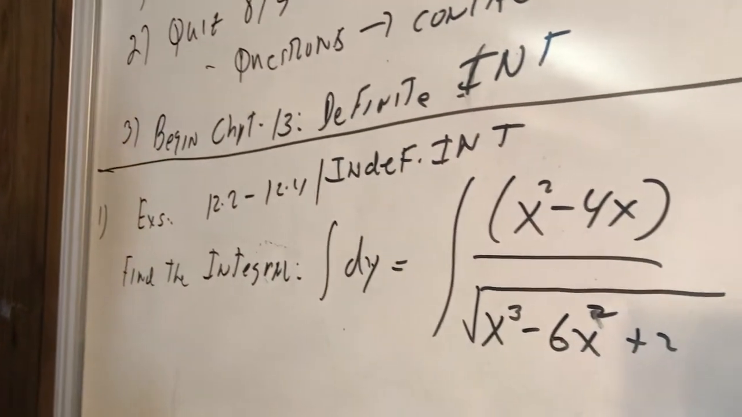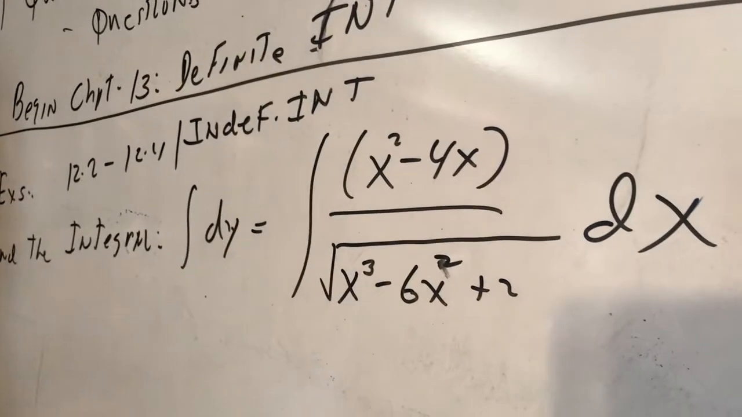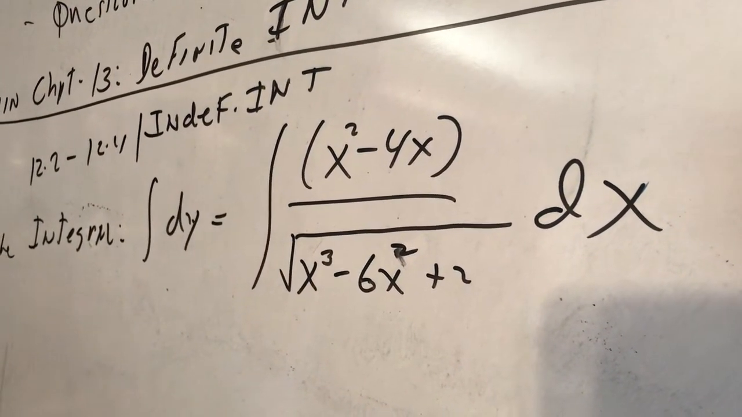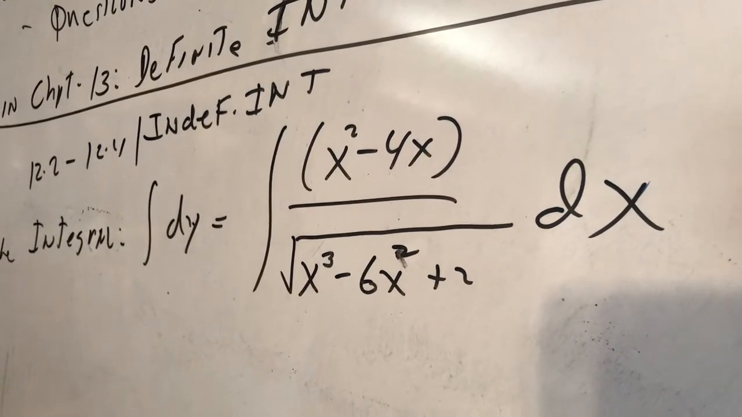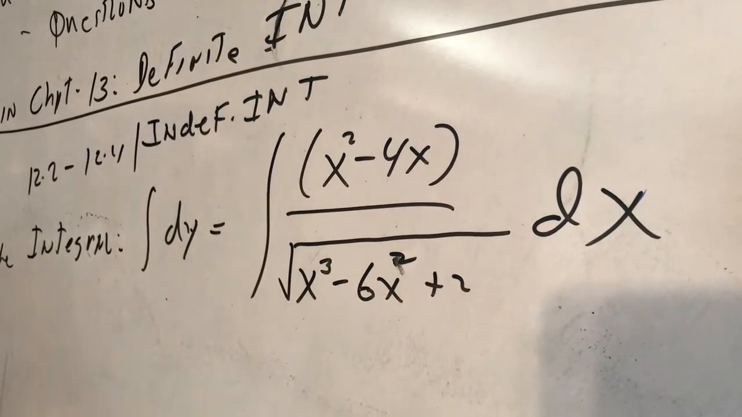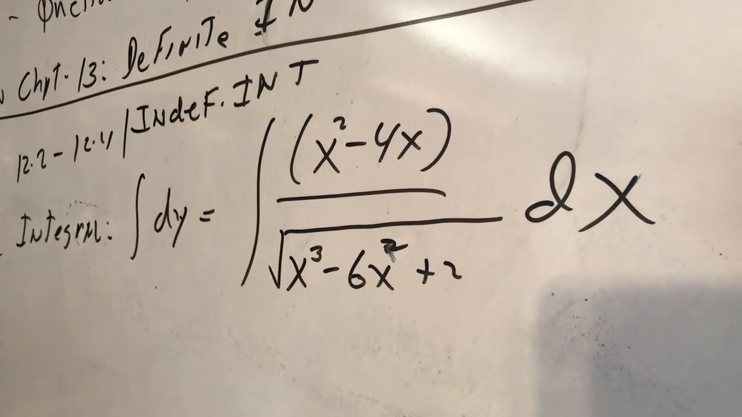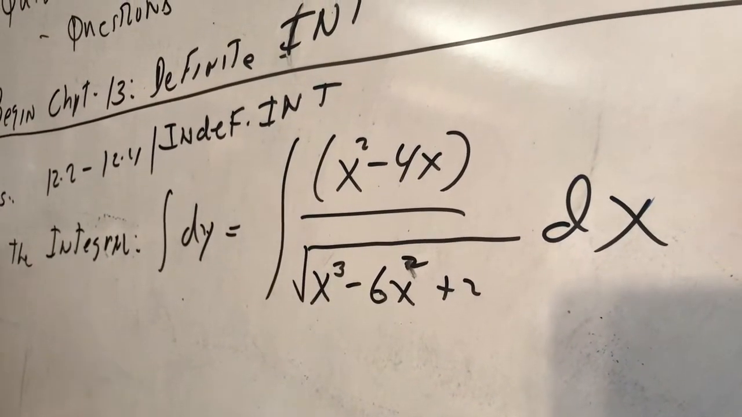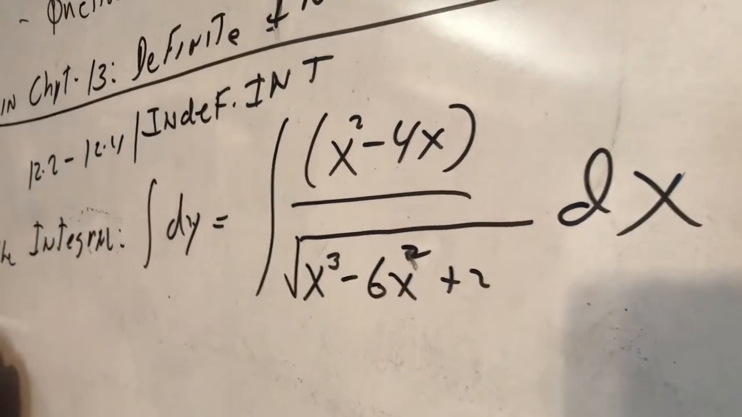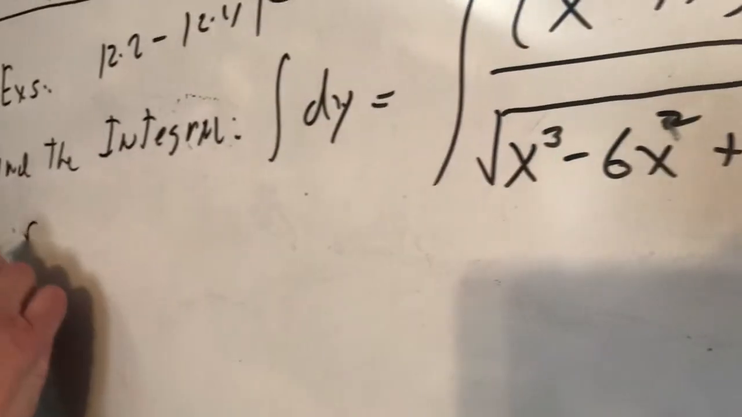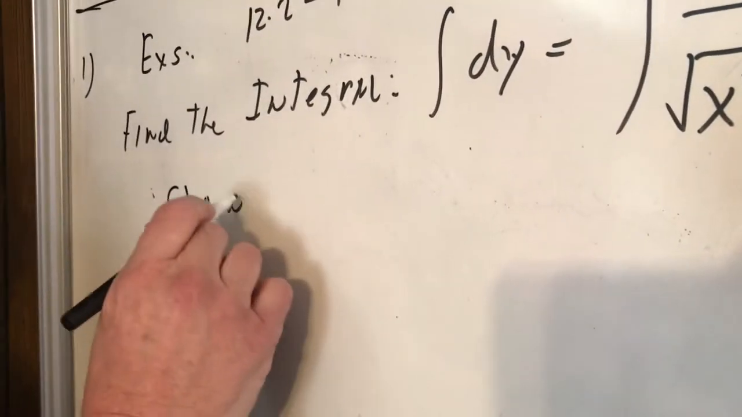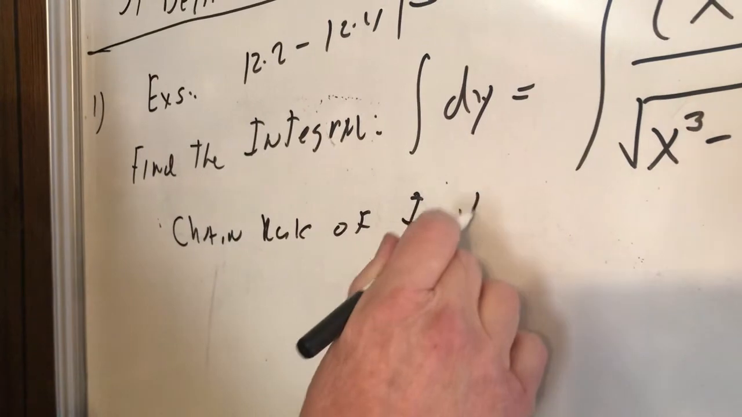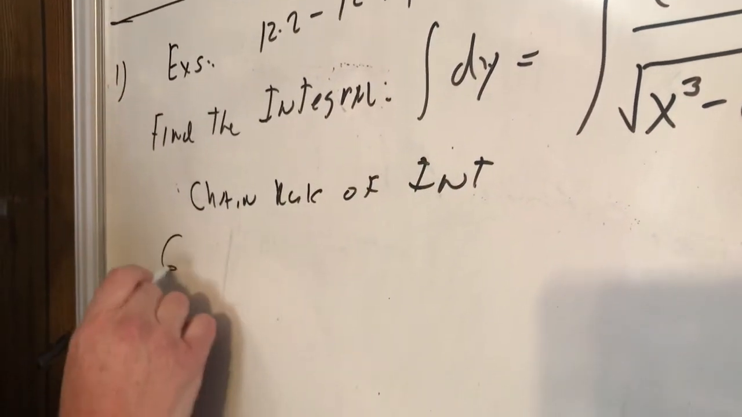Okay, so we have the integral of dy is the integral of x squared minus 4x divided by the square root of x third minus 6x squared plus 2x. So now we have a trinomial here. Same way, this is going to be the chain rule of integration. And once again, what is that?